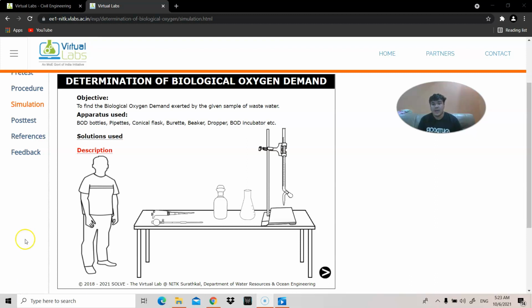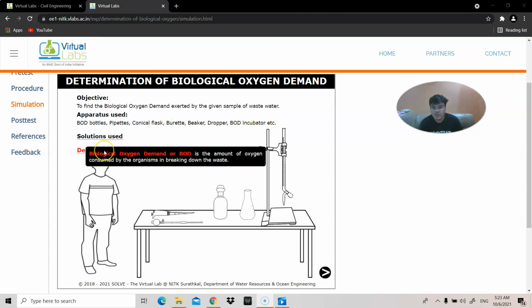Okay. Hari ini saya akan terangkan tentang determination of biological oxygen demand. So the objective is to find the biological oxygen demand exerted by the given sample of wastewater. Apparatus used: BOD bottles, pipettes, conical flask, burette, beaker, dropper, BOD incubator, etc. Description: BOD is the amount of oxygen consumed by the organism in breaking down the waste.